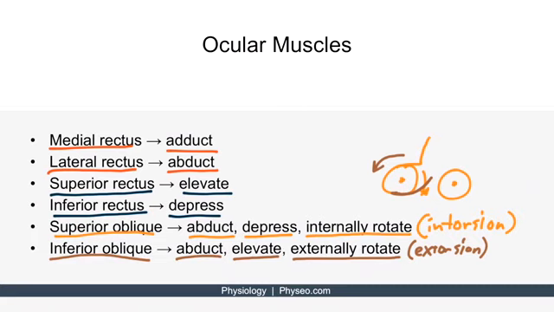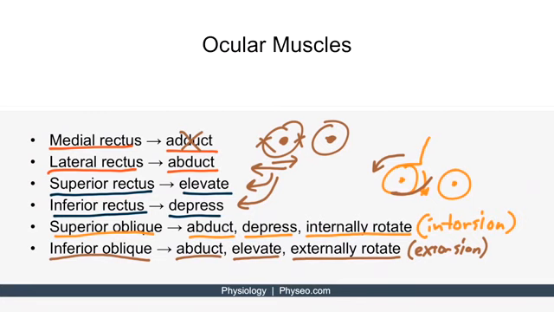So this is just a brief overview of the ocular muscles. It's pretty straightforward. If you damage the medial rectus muscle, you won't be able to adduct as much. If you damage the medial rectus muscle of the right eye, you're not going to be able to look medially with the right eye. And if you damage the lateral rectus muscle of the right eye, you're not going to be able to look laterally. The same principle is true for the superior and inferior rectus muscles.